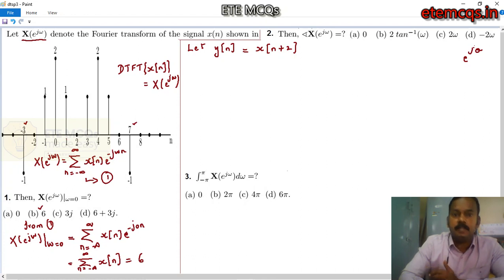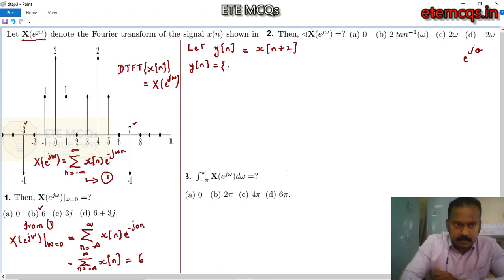What I mean to say is, what do you have for y of n? After I do this, what is your y of n? Y of n is nothing but x of n advanced by two samples. Signal advancement of x of n.